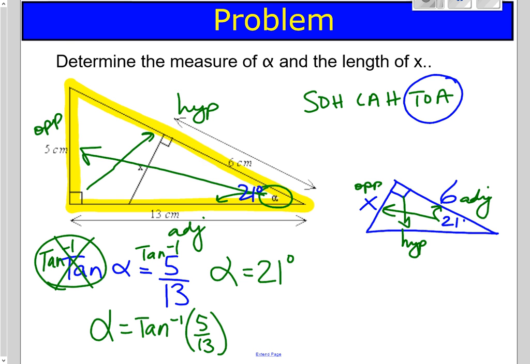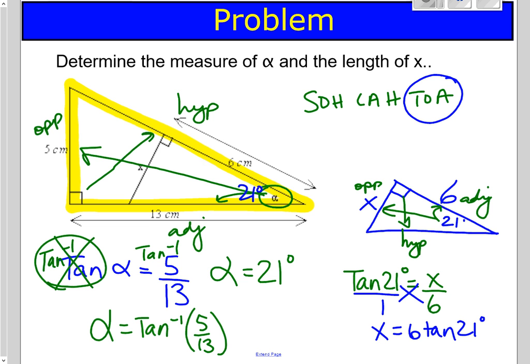So once again, I'm looking for my opposite, and I have my adjacent. So I'm going to use tan again. I'm going to say tan 21 is equal to opposite over adjacent. I'm going to cross multiply this. X equals 6 tan 21, and x equals 2.3. So 2.3 centimeters.